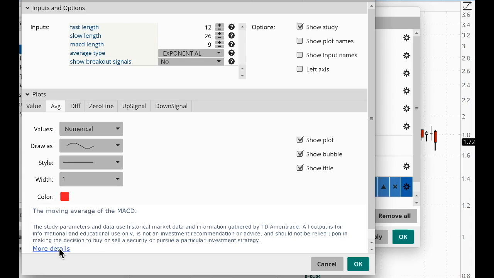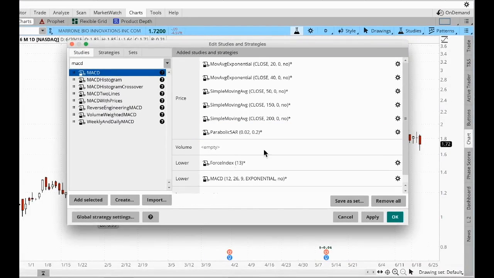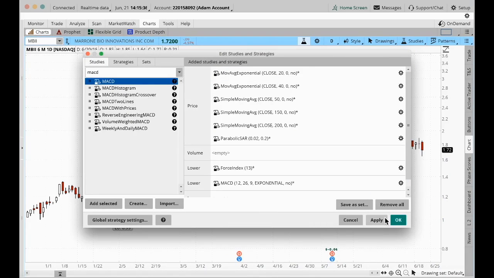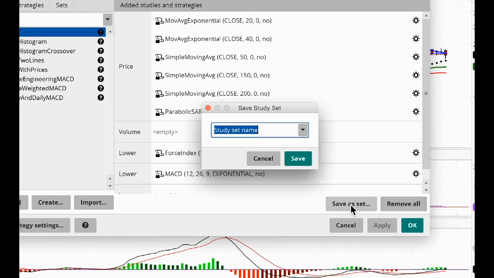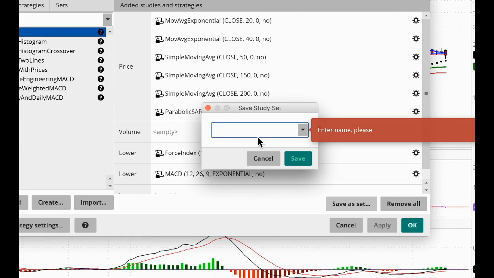And red for the signal line. Okay, black for the MACD line, red for the signal line. Okay, so I put everything in and I'm done. So I'm going to save it. So click save, and save it as breakout.